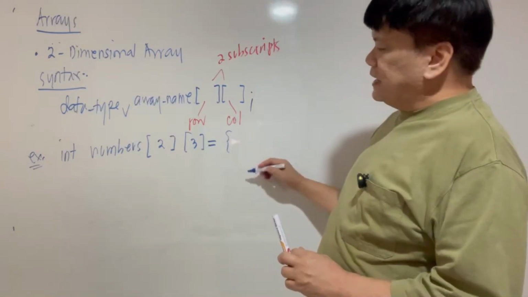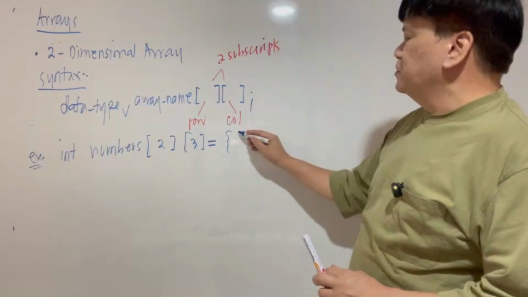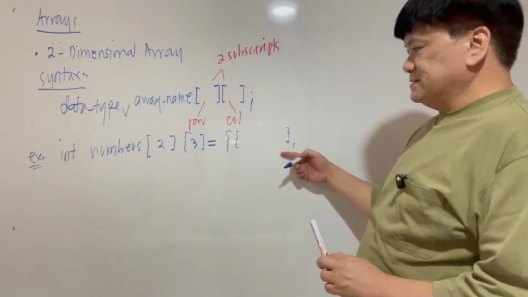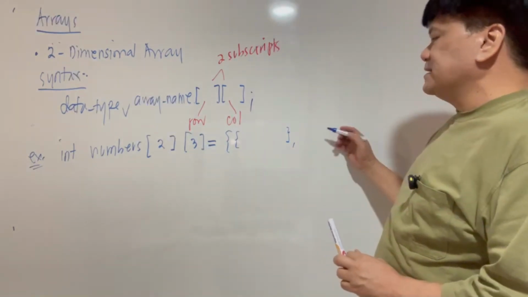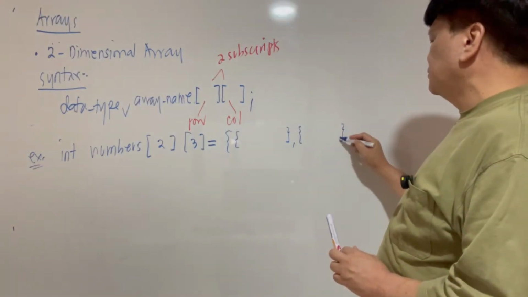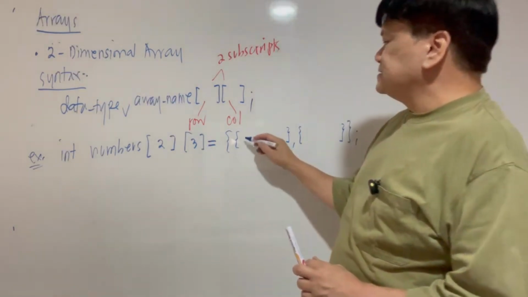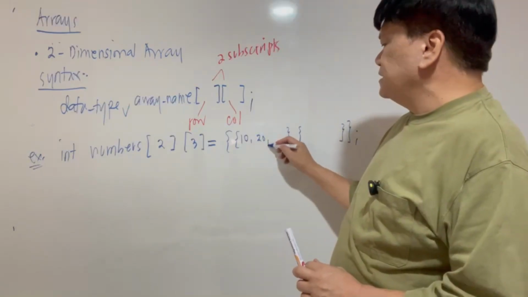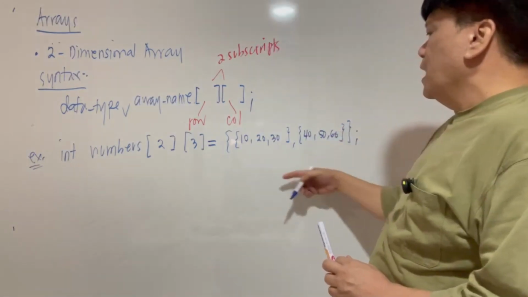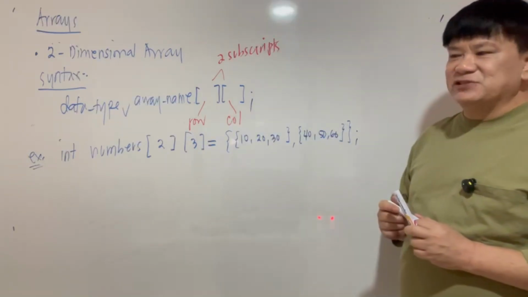So how are you going to do that? This is the curly brace. Then you can just put the first row in the first brace, curly brace or braces, then another one for the second row. And then per row you have the columns. Let's say this is 10, 20, 30, 40, 50, 60. So that's how you declare and initialize values in two-dimensional array.